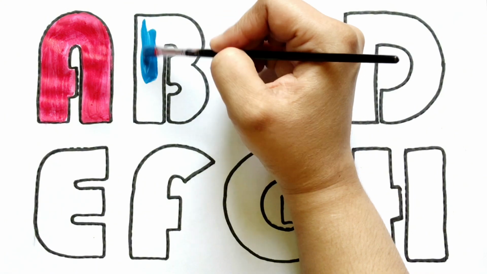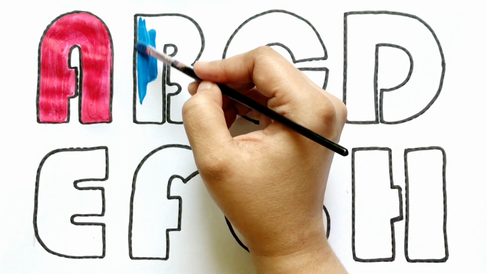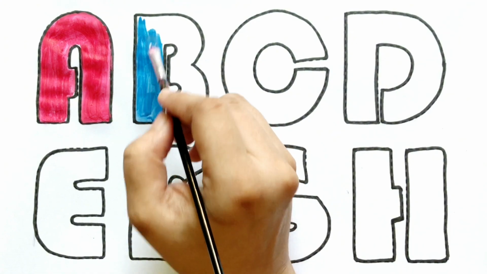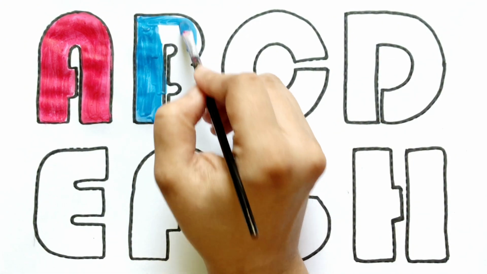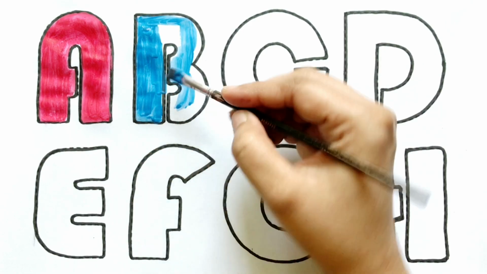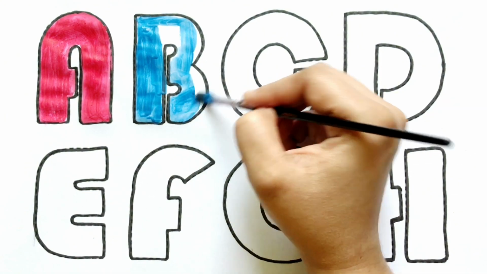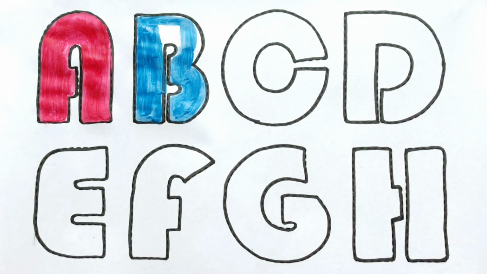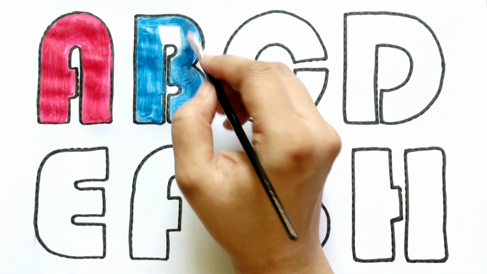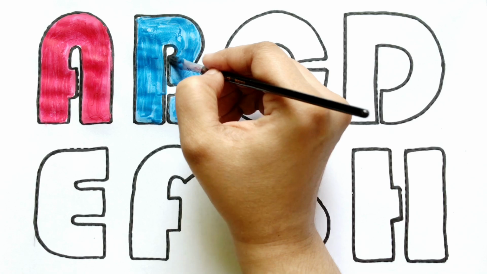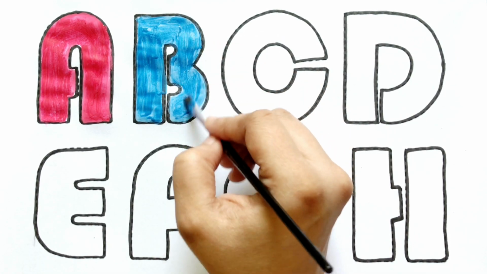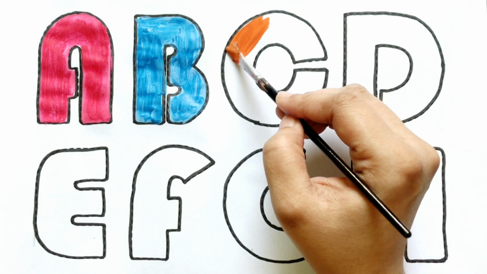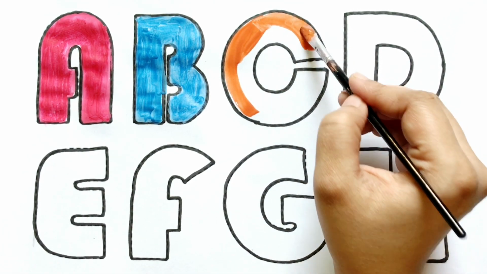Light blue color. B. B is for balloon. Orange color. C. C is for cake.